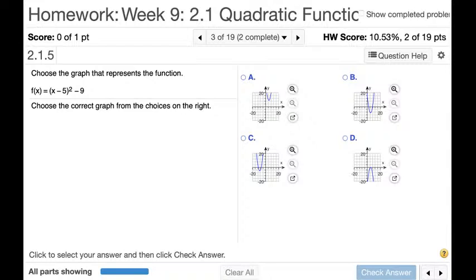Choose the graph that represents the function. So this is a parabola where we go right 5 and down by 9. And it still opens up, right 5 and down. This one, right? This is the only one that went right and then down. Nothing else behaved that way.